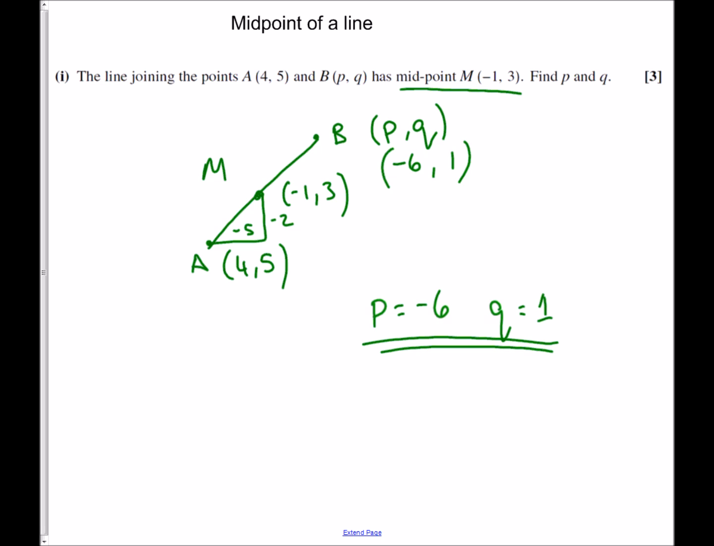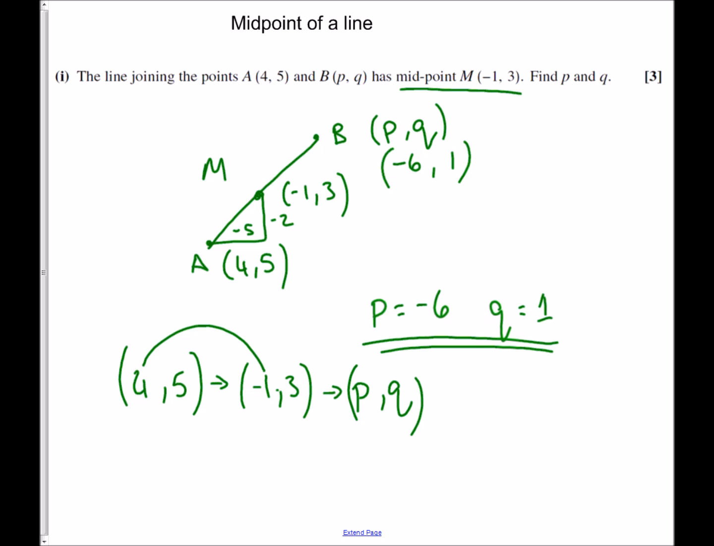So just a quick recap on that. I'm starting at 4, 5. I know that I'm going to -1, 3, and I'm finishing it at PQ. So we said, what do I have to do to go from here to here? I take away 5, so I'm going to take away 5 again. That takes me to -6. What do I have to do to go from here to here? I'm taking away 2, so I'm going to take away 2 again, and that leaves me at 1. So P is -6, Q is 1.